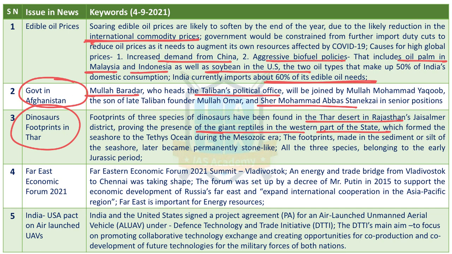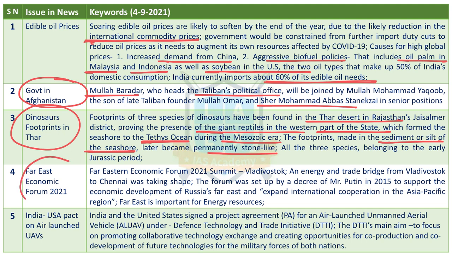So this western part of Rajasthan state formed the seashore of the Tethys Ocean during the Mesozoic era. The Tethys Ocean was present between the Indian landmass, that is the Indian plate, and the Eurasian plate. Now this Tethys Sea closed by the convergence of the Indian plate and the Eurasian plate. The footprints in the silt sediments of this seashore became solid, that is stone-like, and that's how these footprints are preserved now. All three species of dinosaurs belong to the early Jurassic period.